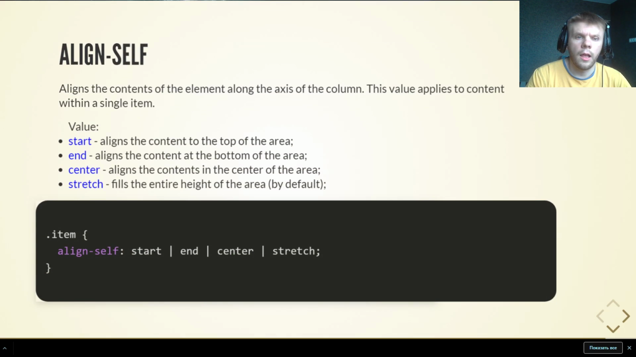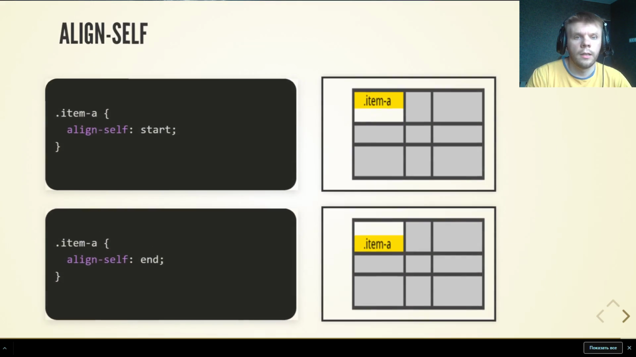Align self aligns the contents of the element along the axis of the column. This code works like this.